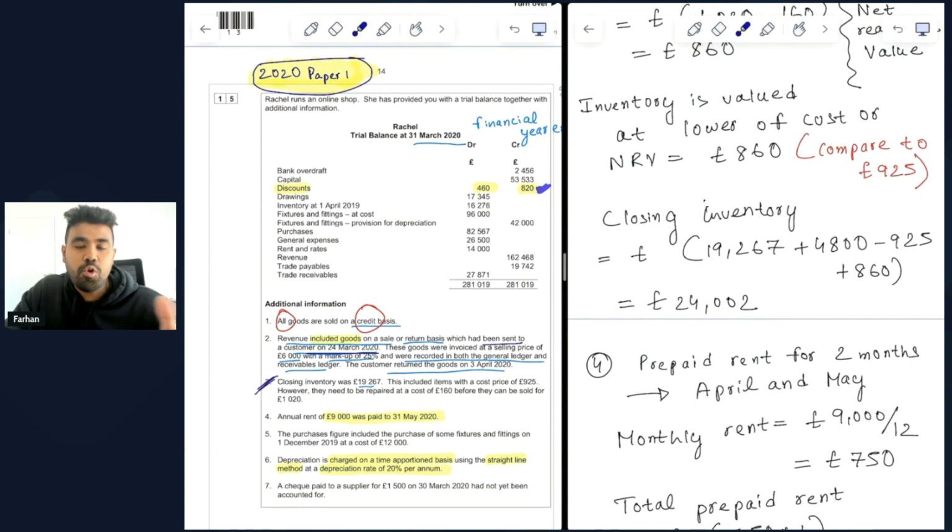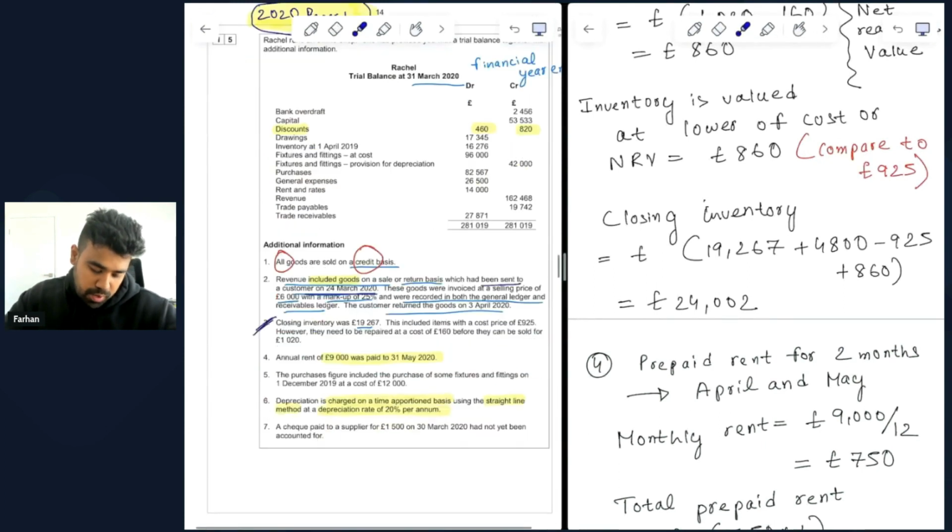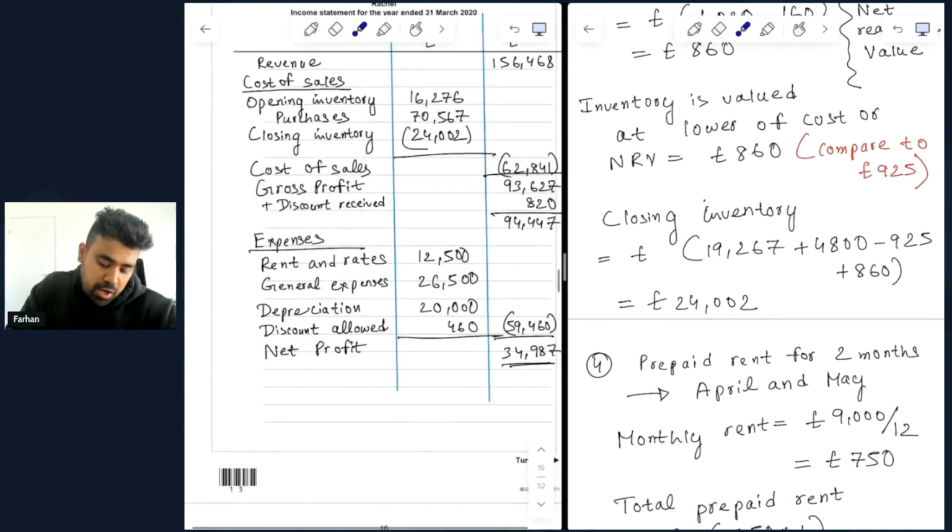So that is why we look into this as a form of other income. Discount allowed is an expense that Rachel gives to the credit customers for prompt payment. So therefore, Rachel is losing some money when she does that. So that is why it is called an expense. Okay. So we are mainly concerned with the income part of the discount, which is the discount received of £820. And once we do that, we should get £94,447, which is the total for gross profit added with discount received.